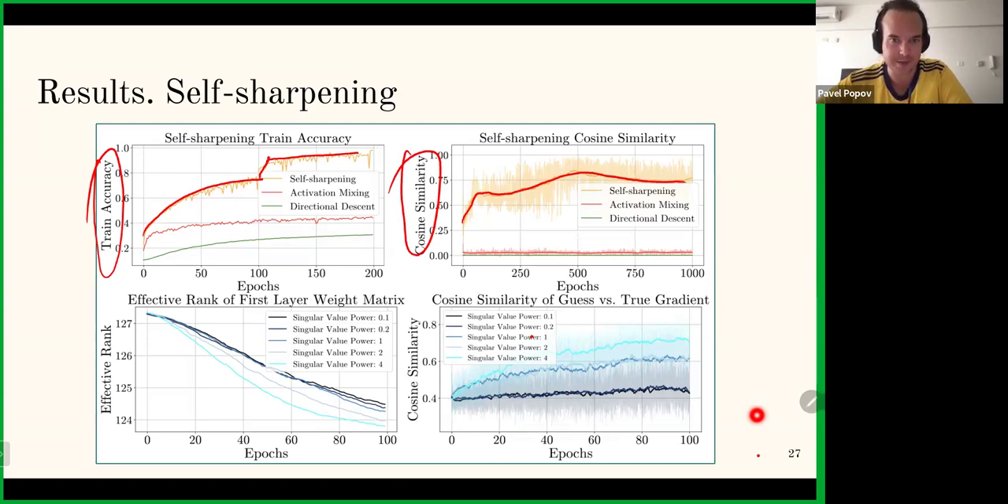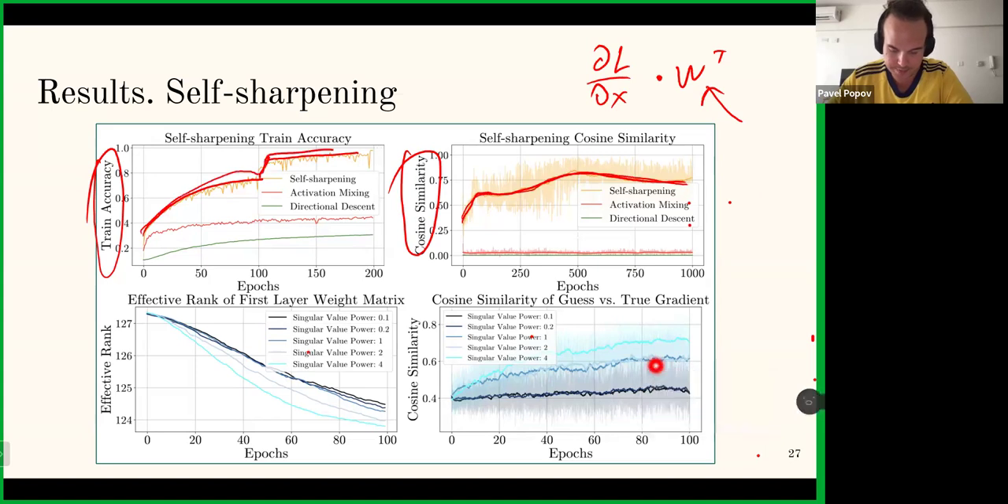They're not quite sure why it is happening, but they reason that probably during training the ranks of weights are getting lower. Like you remember, there was multiplication by W transpose. So they assume that the rank of this thing is getting lower, and this in turn makes the number of guesses they make less, which makes the cosine similarity better and the training accuracy better.